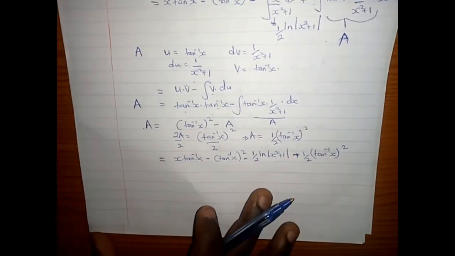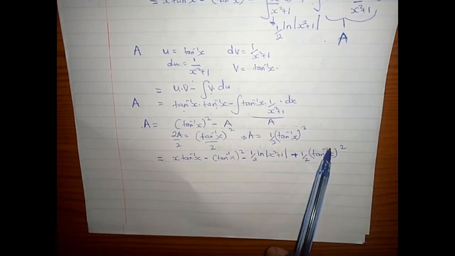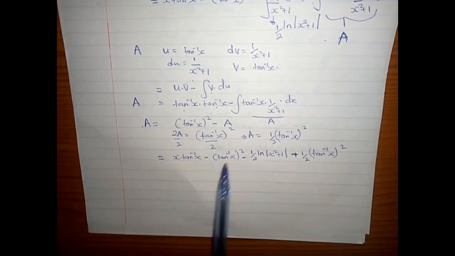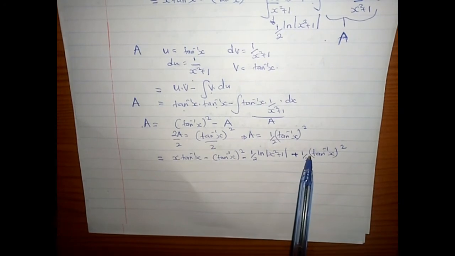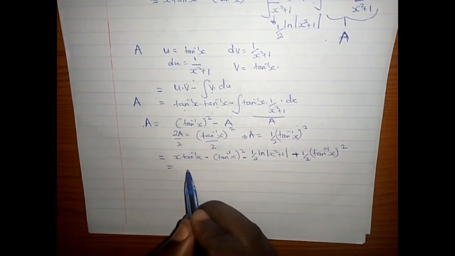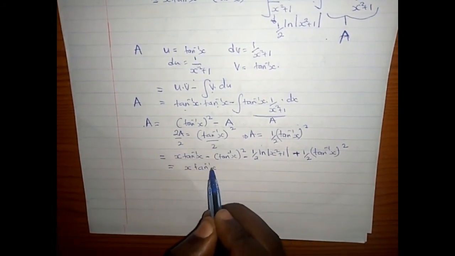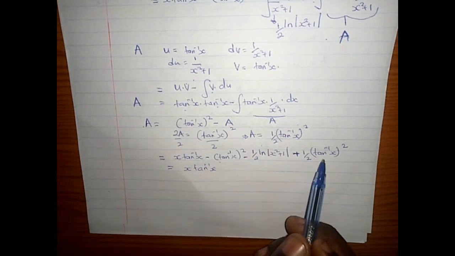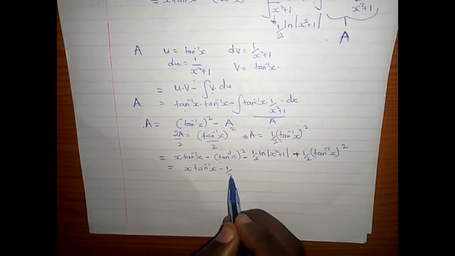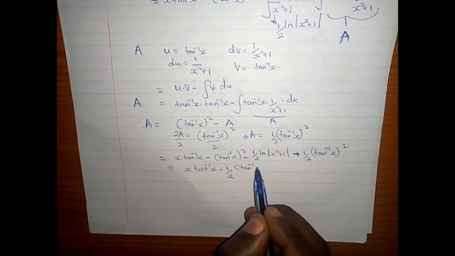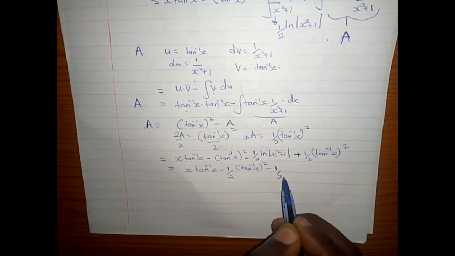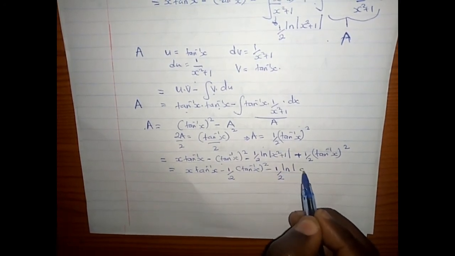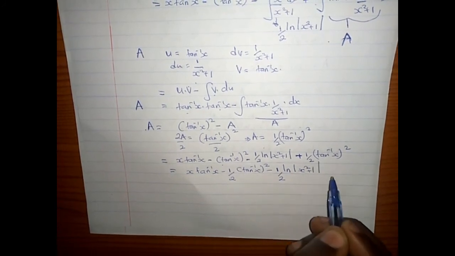So after you realize that this is tan inverse of x squared, and this is also tan inverse of x squared, that means this and this are the same. So this is minus, if this is x, you can say minus x plus a half x. So the final answer is going to become x tan inverse of x. So this minus plus a half, we get minus a half tan inverse of x squared minus this, which is a half ln or natural log of x squared plus 1.